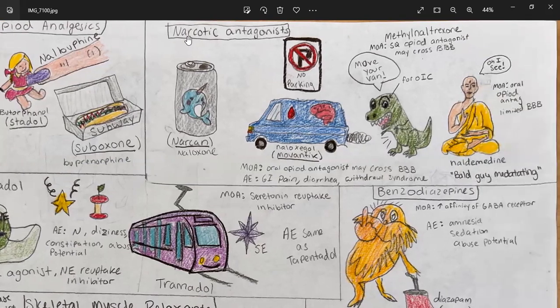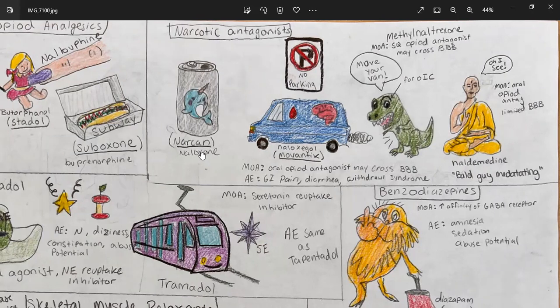Changing gears a little bit, we have narcotic antagonists. So there's a couple different mechanisms of action here. So Narcan, the mechanism of action is just this. It's a Narcan antagonist. It inhibits narcotics. I know that's not very specific, but anyway, so we have a narwhal on a can for Narcan.